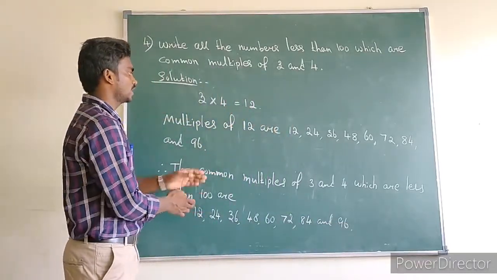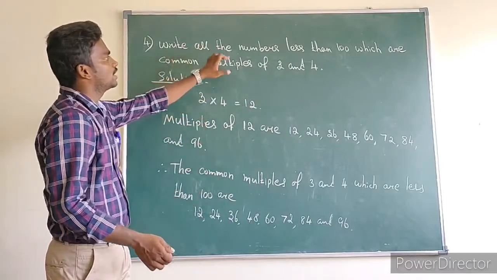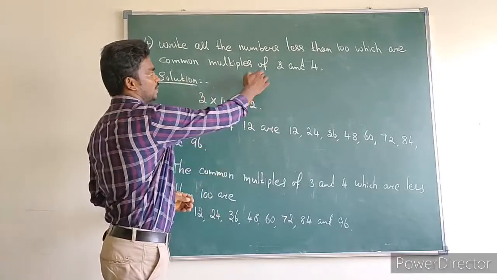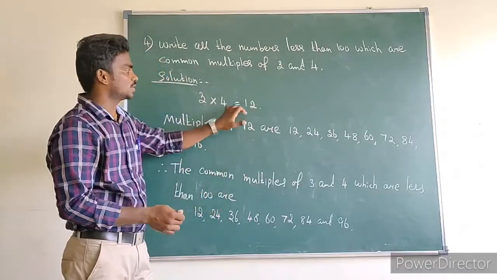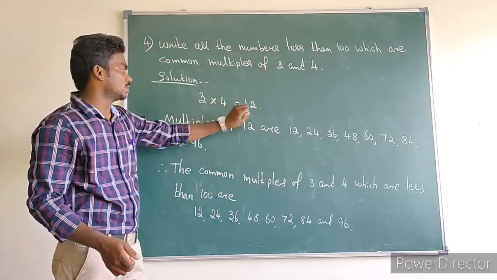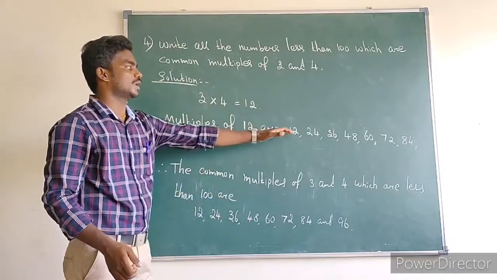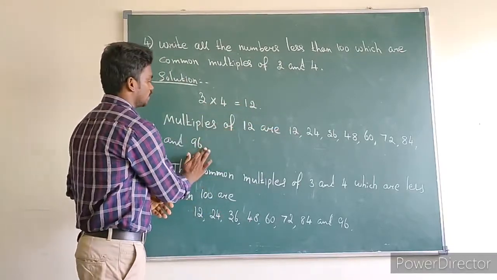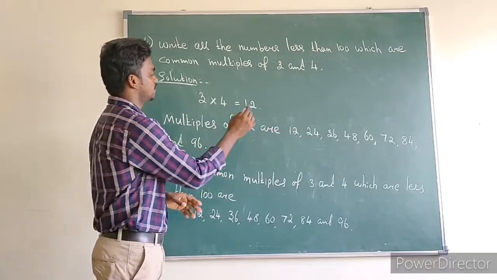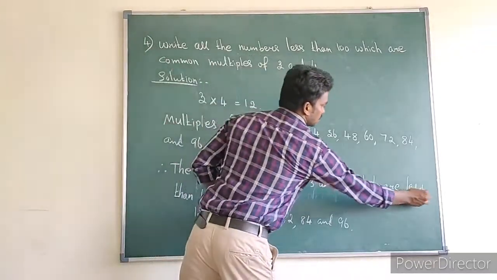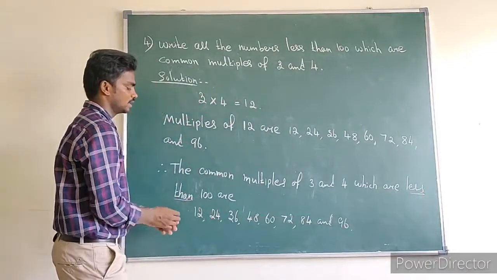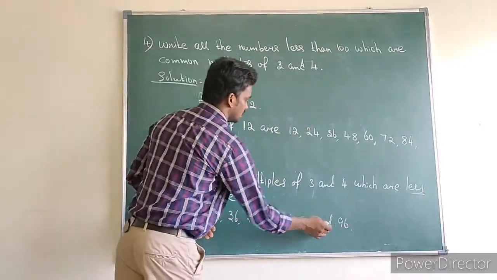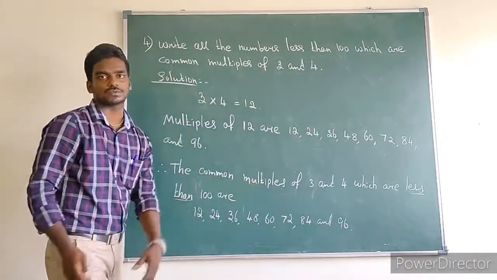So how to find this? We want to write all the numbers less than 100 which are common multiples of 3 and 4. So we find that the multiples of 3 and 4 are the multiples of 12: 12, 24, 36 and so on up to 96. Why do we stop at 96? Because the numbers must be less than 100. So these numbers 12, 24, 36 and so on up to 96 are the common multiples of 3 and 4.